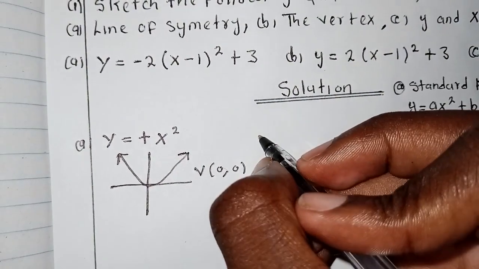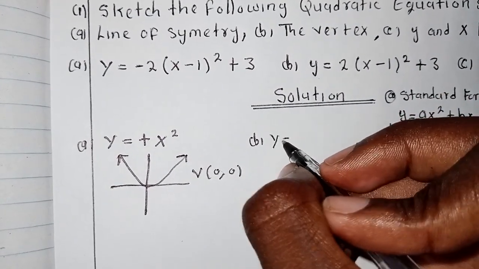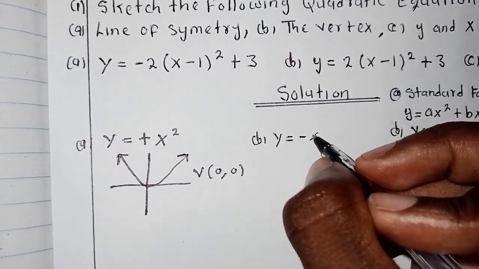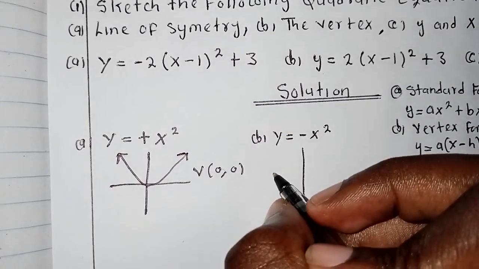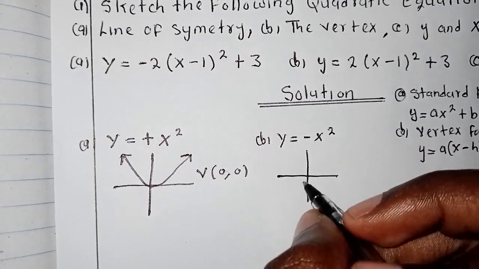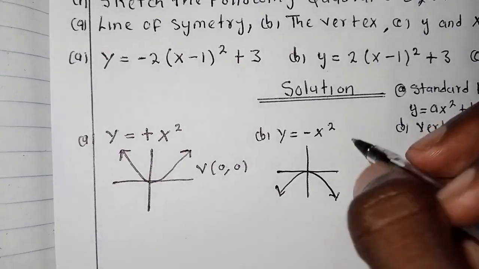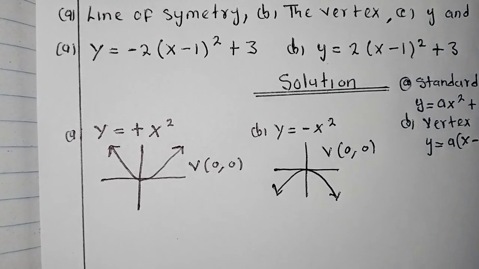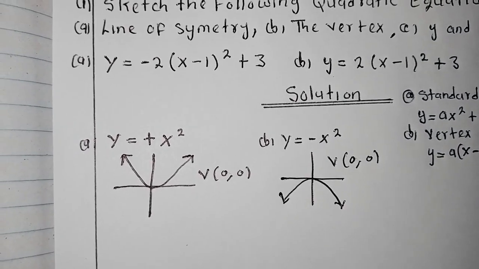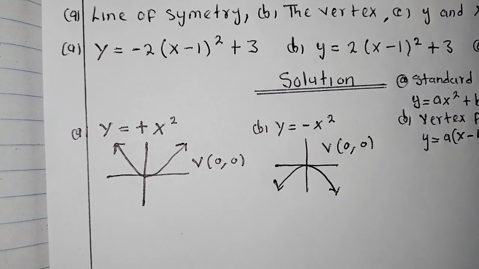Another one you're supposed to be familiar with is y equal to negative x to the power 2. For this one, you expect it to open downward with the vertex at 0, 0. So these are the two main graphs that we consider under this topic, and they are very, very important.